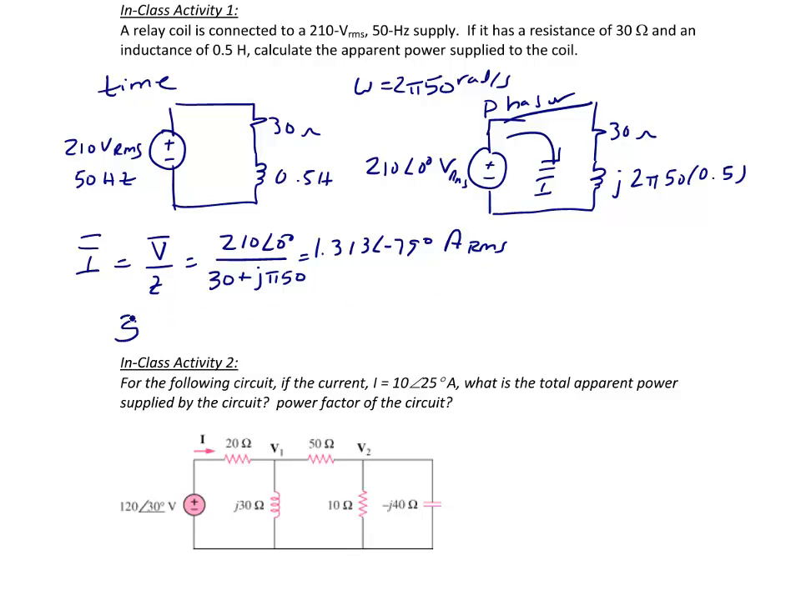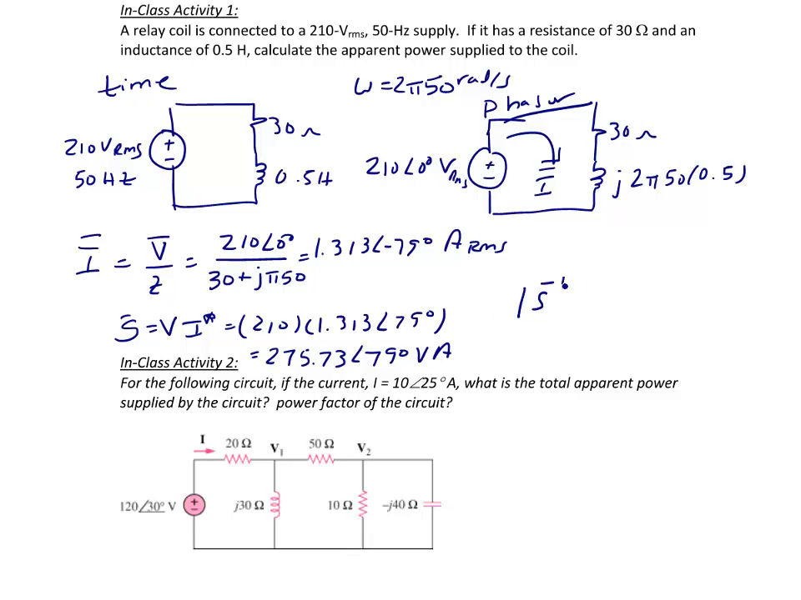So the complex power, S, is V I conjugate, or 210 times 1.313 with an angle of positive 79 degrees, because it's the conjugate, which is 275.73 with an angle of 79 degrees, and the units are volt amperes. So the apparent power is the magnitude of the complex power, or this magnitude here. So that's 275.73 volt amperes.